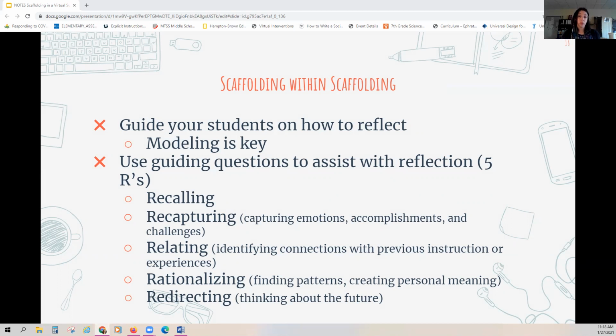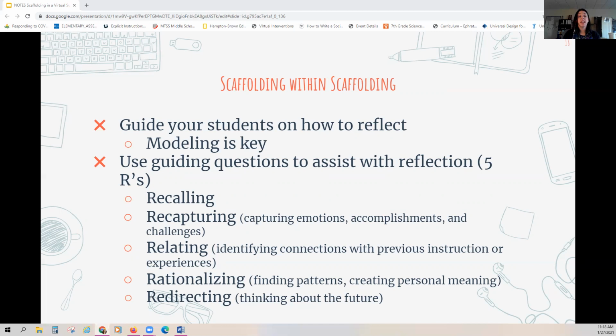When you are going through reflection, and if you're at the starting points especially, there are the 5 R's that will really help you roll this out to your students. So recall, it is what it is. Recalling what happened that day, just kind of a recap almost. Recapturing. So that's when we're talking about emotions, accomplishments, and challenges. This is going with the emotional piece that will help students look back and remember what emotion was tied to it. What made you feel incredibly frustrated? Let's talk about why that made you feel frustrated. You felt really accomplished at this point. What was it about it that made you feel accomplished?